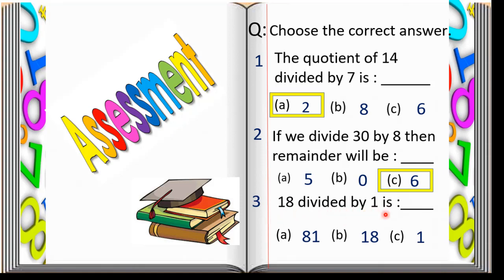My third question is here, you have to divide 18 by 1. 18 divided by 1 is dash. जब आप 18 को 1 से divide करते हैं then what answer will be here? Yes, very good, 18. 18 divided by 1 is equal to 18. Very good my dear students.